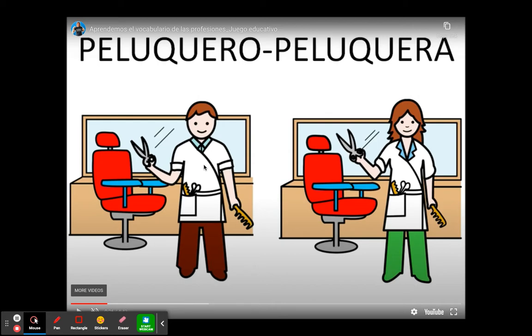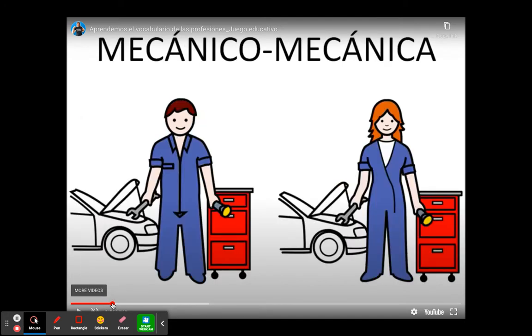Okay, muy bien, chicos y chicas. Hopefully you were following instructions. We're going to move on to the next profesión. The next one is mecánico y mecánica. These are mechanics, people who tend to work on heavy machinery like cars or big vehicles like trucks or semi-trucks. Go ahead and write the word and draw your picture. If you need to, pause the video.